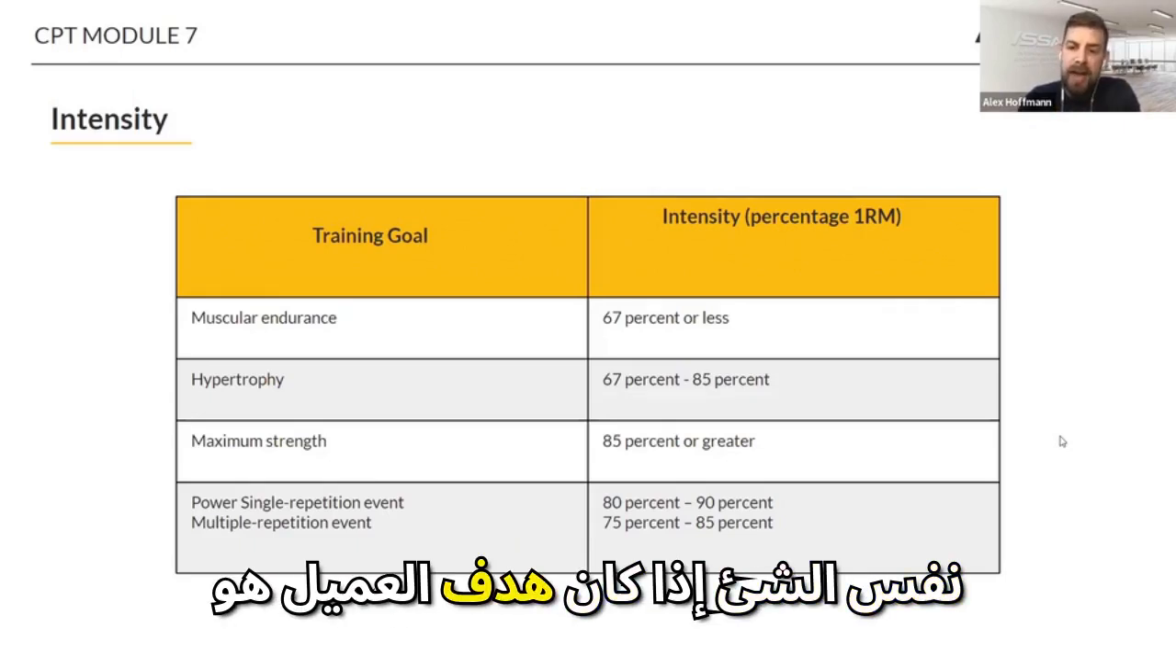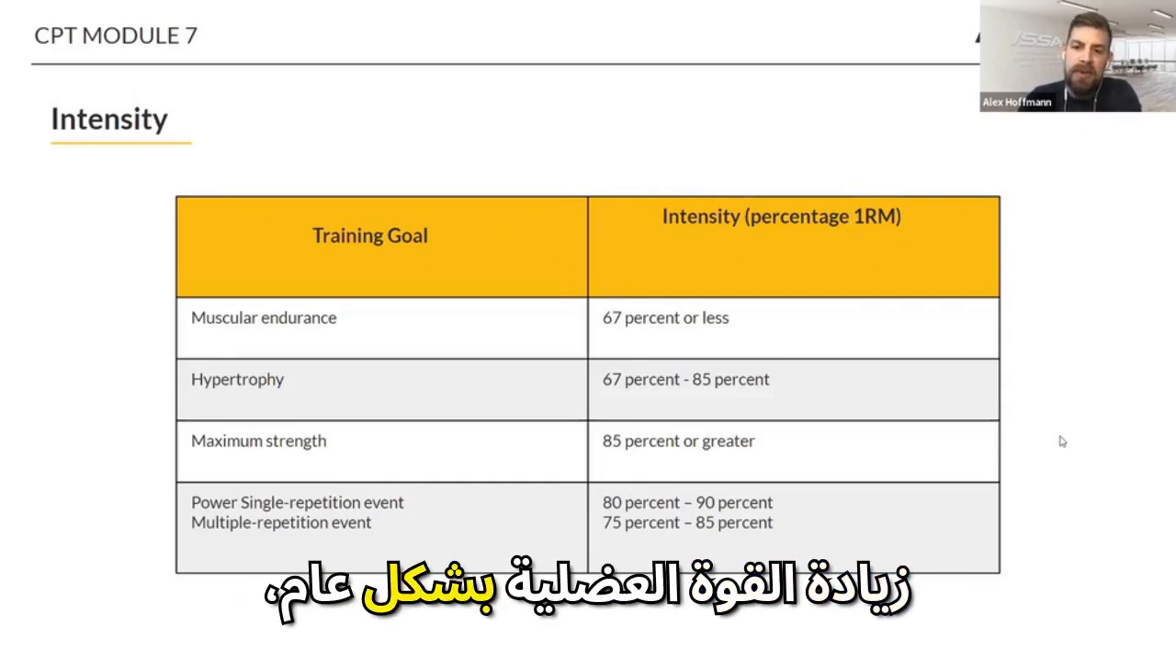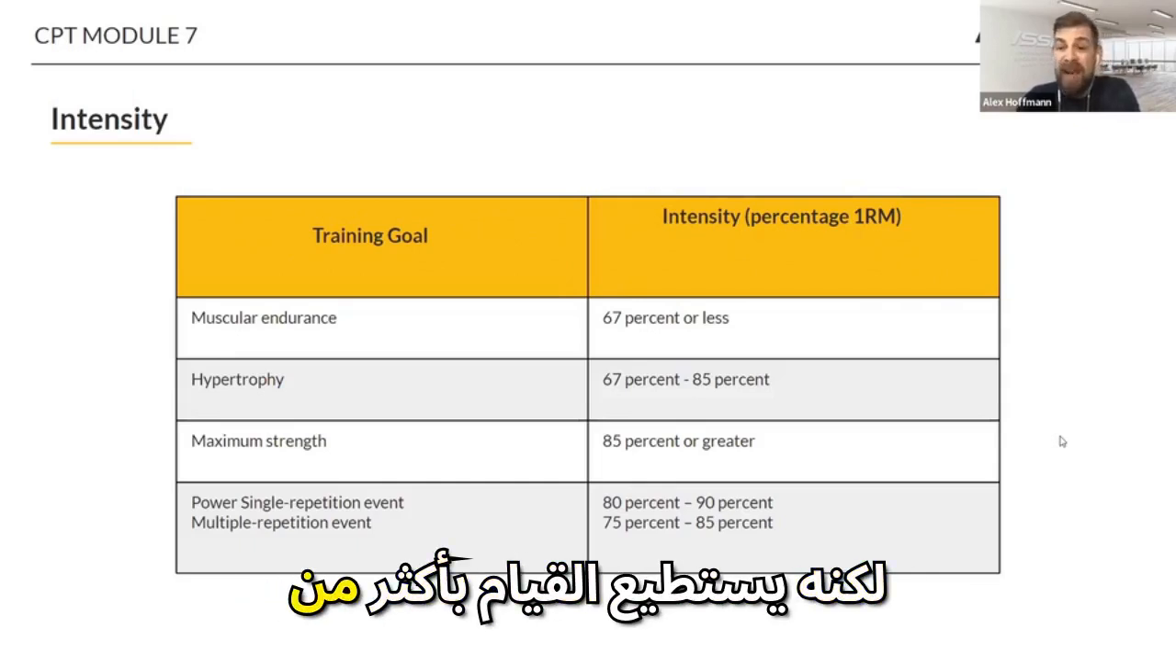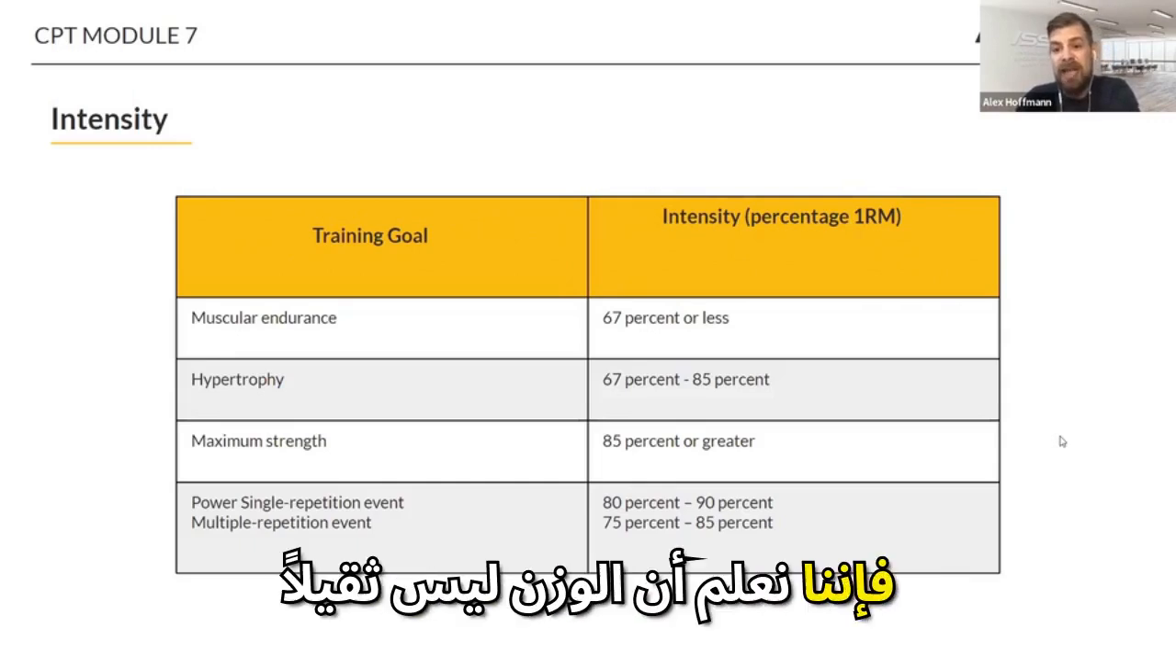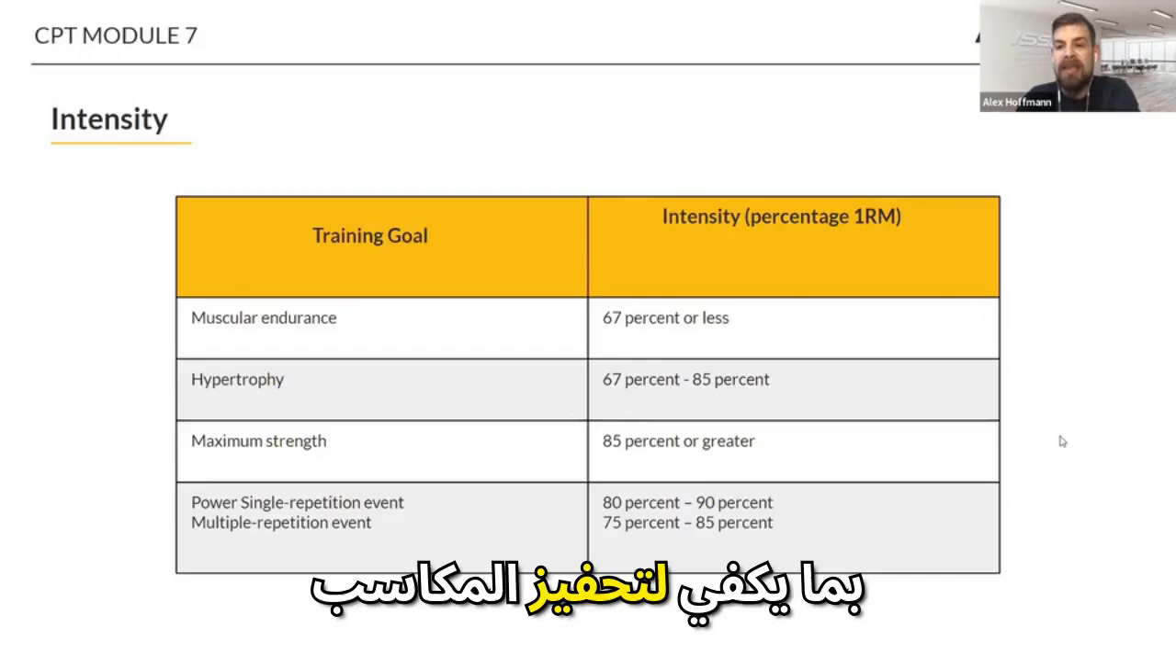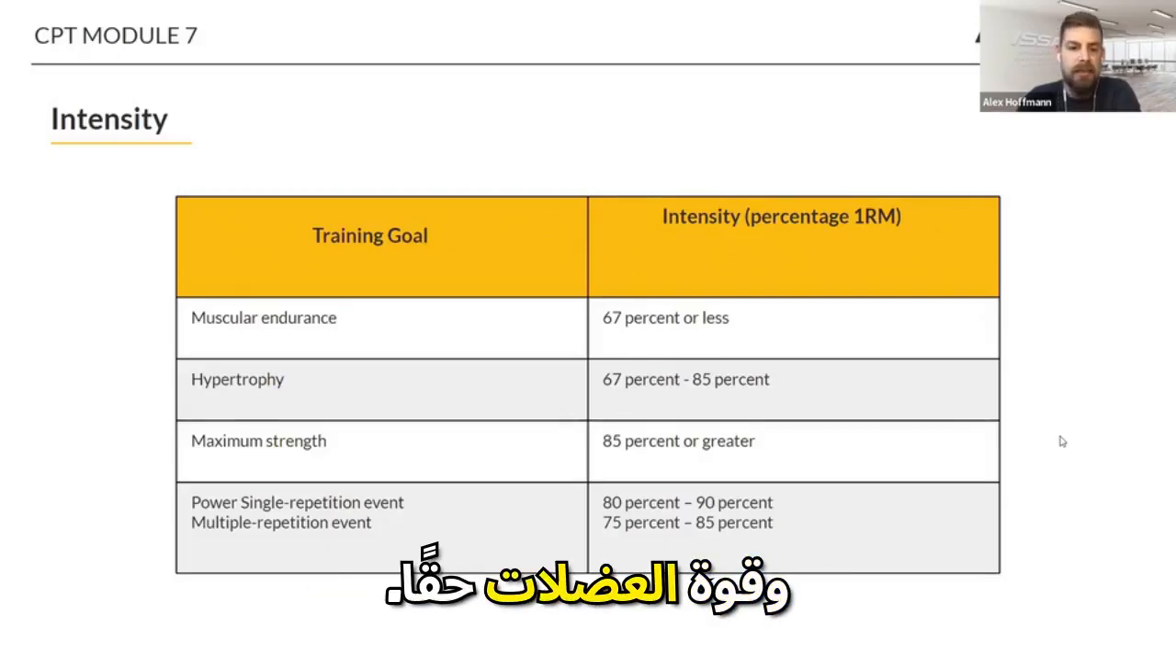Same thing if a client's goal is to increase overall muscle strength, but they can do more than 5 repetitions of a given exercise, then we know that weight isn't heavy enough to truly stimulate gains in muscle strength.